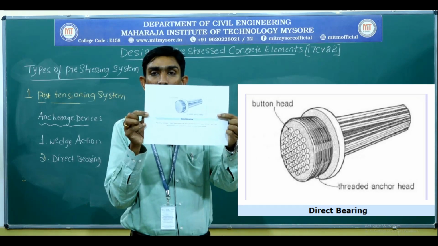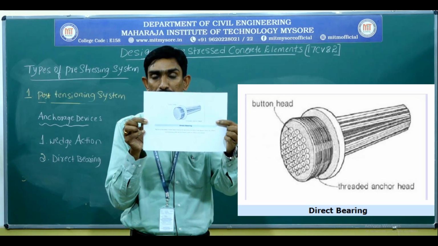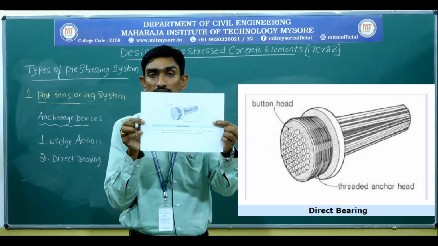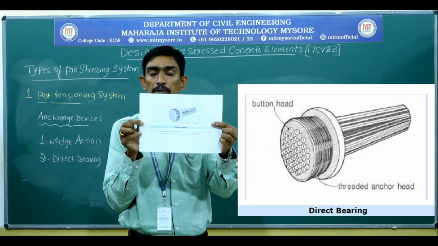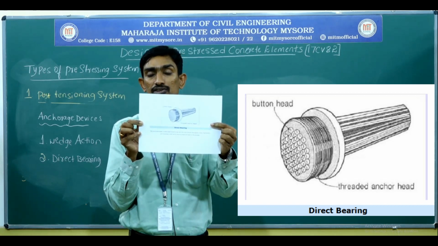And this direct bearing system is predominantly used by one prestressing company, called the BBR post-tensioning system. So the BBR company is one of the top MNCs which does a lot of post-tensioning systems and produces more post-tensioned prestressed concrete beams.